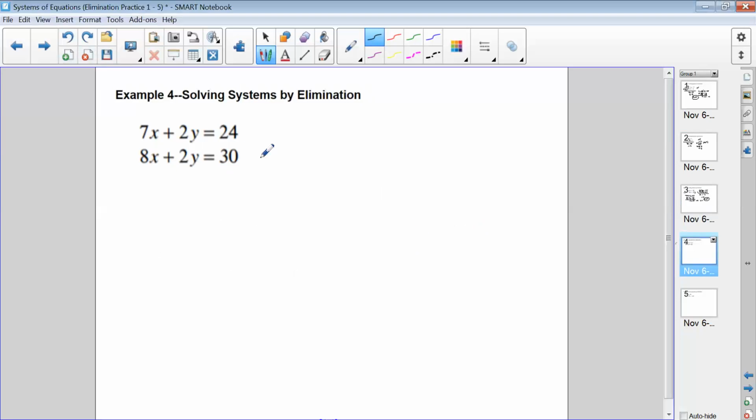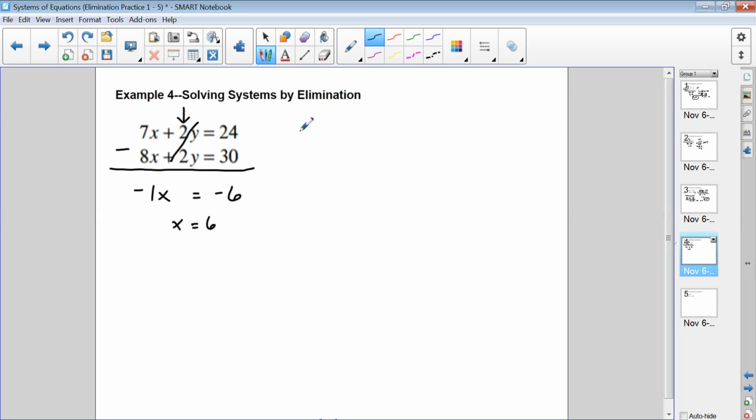Number 4. Look at your system that you set up or has been given, and your eyes ought to go right here to the y's. Y coefficients are the same, and we have addition here, so we can move to subtraction since the signs are the same. So 7 take away 8 gives me a negative 1x. 2 minus 2 goes to 0. And 24 take away 30 is negative 6. So that will be, x would equal positive 6.